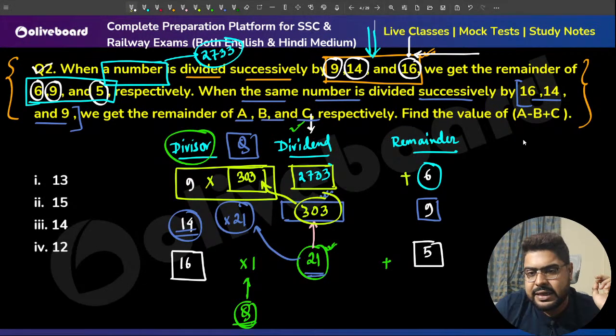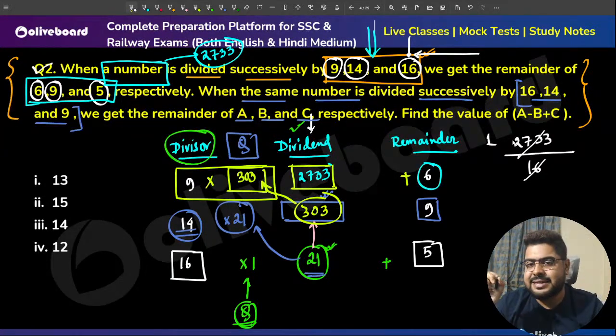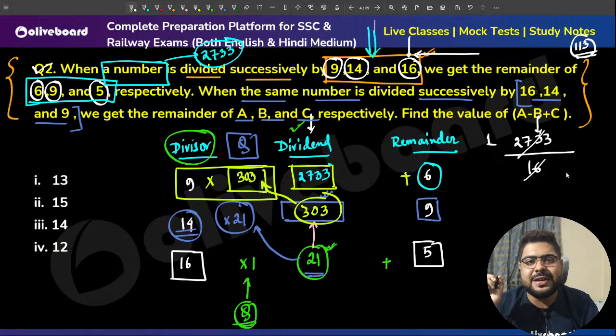So 16, the number was 2733. Let me do it here. 16 1s are 16, sir. 11 is remaining, so I can take 3 from here. It is 113. Sir, 16 times something is very close to 113. Can anyone tell me 16 times how much is very, very close to 113?